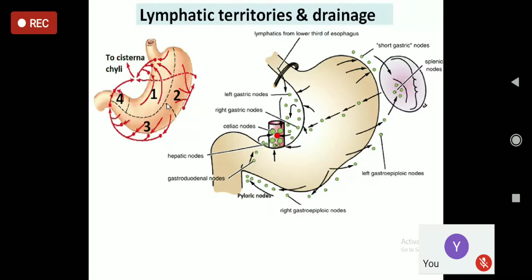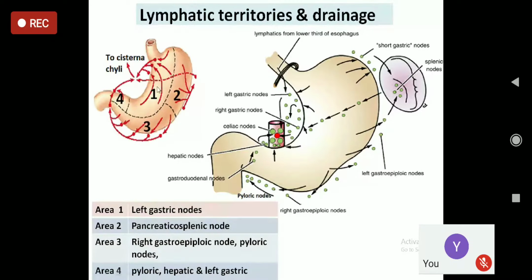Either you can number them, or you can use the alphabet A, B, C, D. But the main thing to keep in mind is that the arterial territories and lymphatic territories are almost close enough. So here we'll divide the lymphatic territories into four regions, which include area 1. Area 1 corresponds to the part along the lesser curvature but excludes the pyloric part of the stomach. Are people listening? Getting my point? Area 1 corresponds to the part of the stomach along the lesser curvature, excluding the pyloric part.